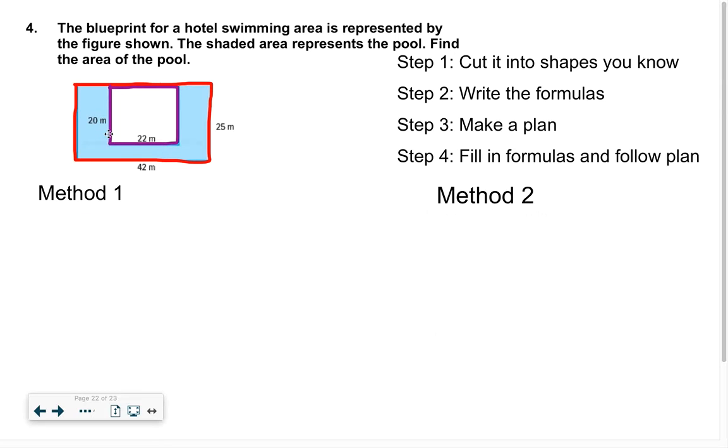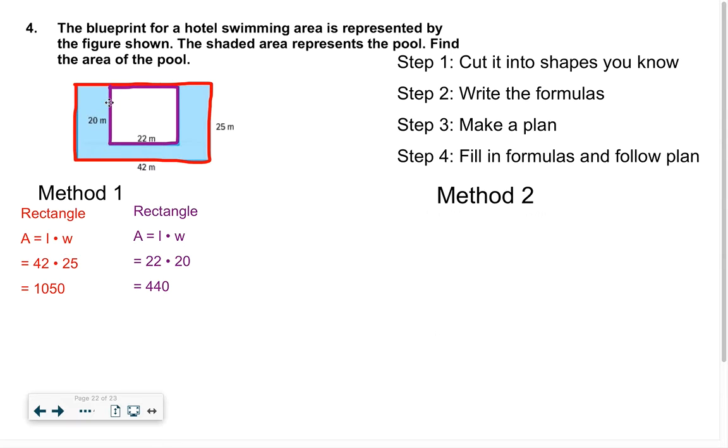So what I did is I found the formulas for the 2 rectangles, which is length times width, and then I went ahead and filled in the information for the large rectangle, which is a 42 by 25. So I found that out. And then I found out the other rectangle was a 22 by 20 rectangle.